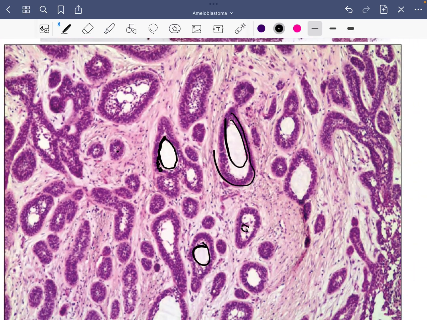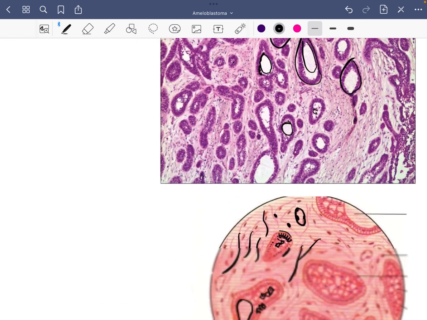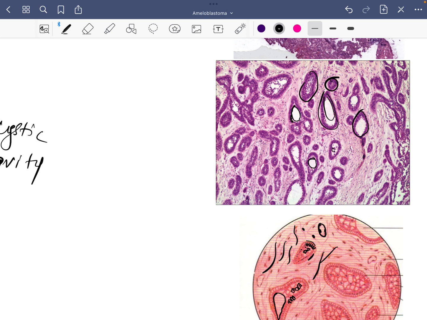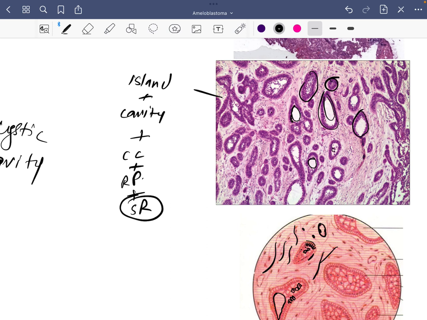The entire thing is like one long island. This is an island. This is an island. So you can just look into it and tell it's an island. Plus there's a cavity. Columnar cells. Reversal of polarity. Right. And in the center, stellate reticulum. It's a follicular ameloblastoma.